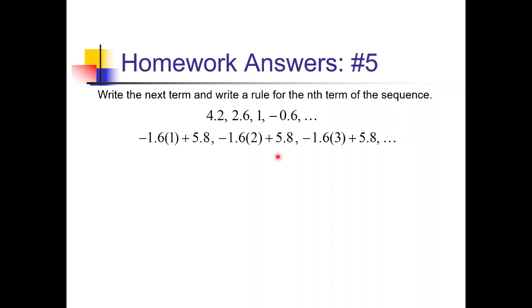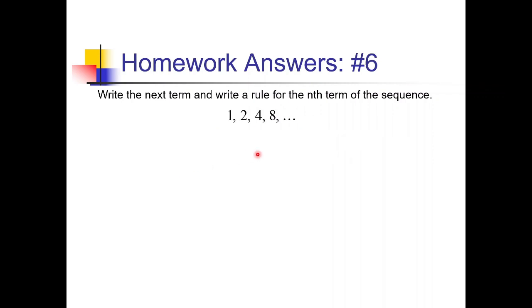So then our next term is going to be negative 1.6 times 5 plus 5.8. Or you could simply subtract 1.6 from this fourth term here to get negative 2.2. And then our nth term rule is negative 1.6n plus 5.8. For this one, we're trying to get the next term and an nth term rule for this sequence.